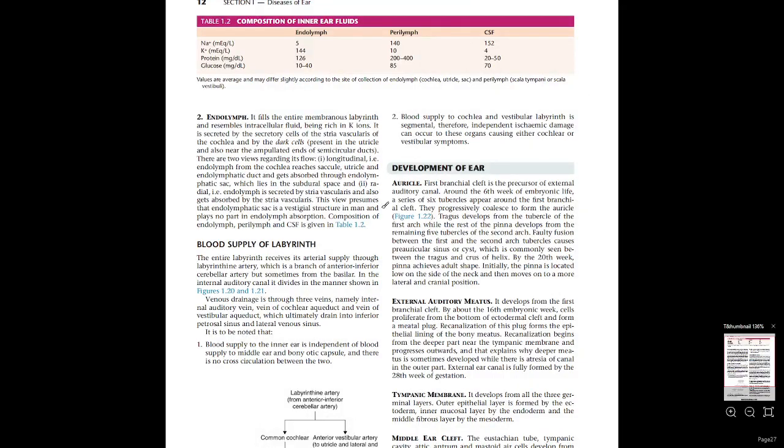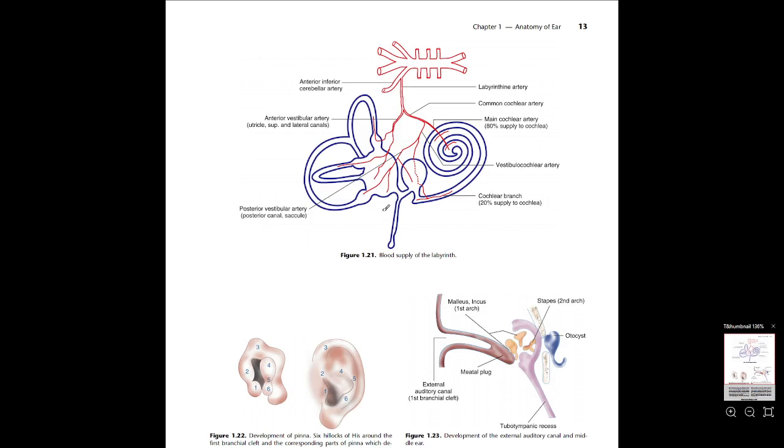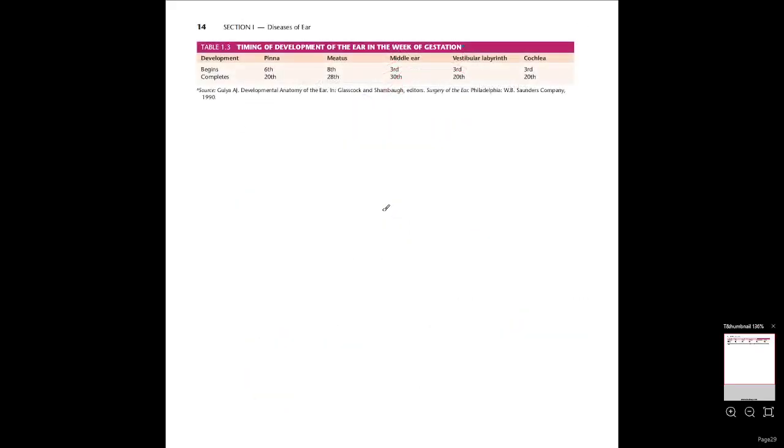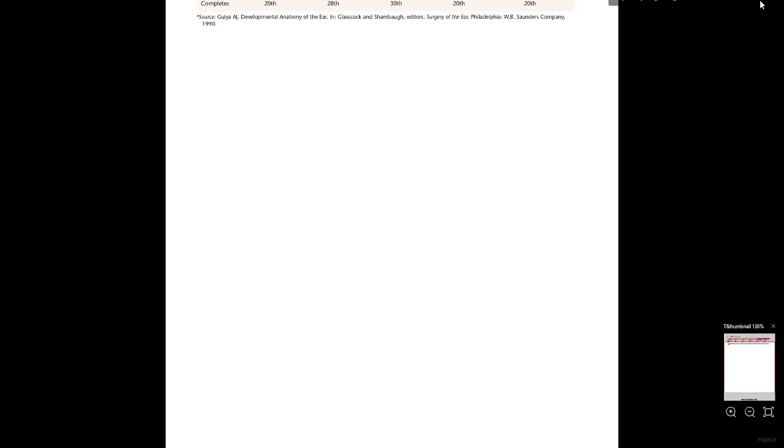Let's see other things if they are important or not. This is our anatomy of the ear. Thanks for listening.